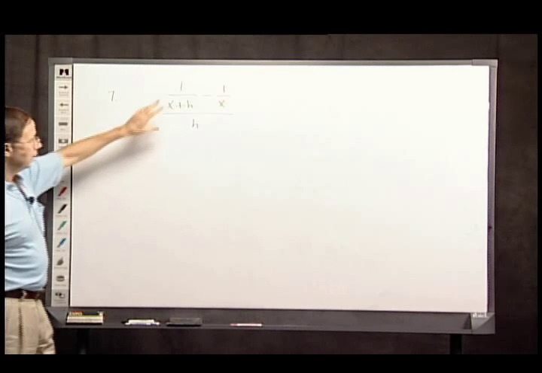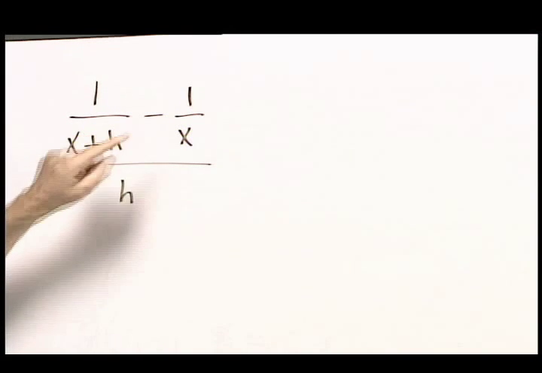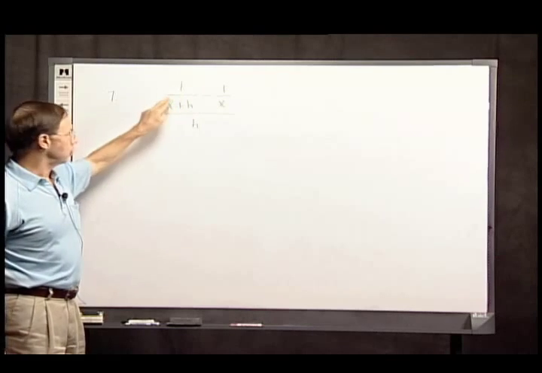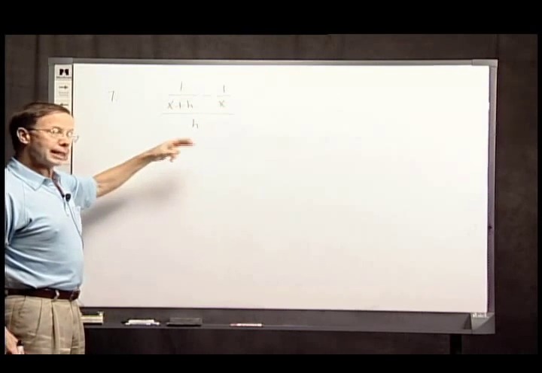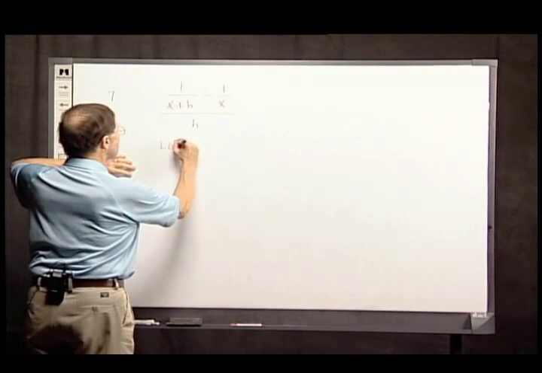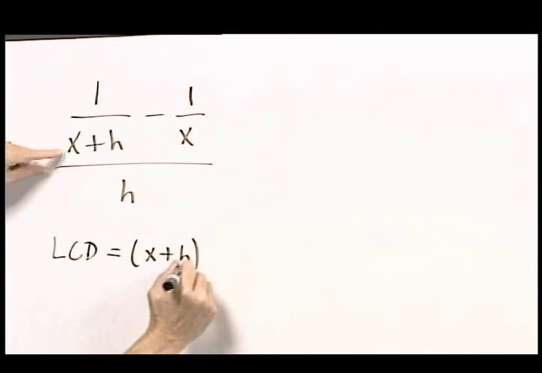What I'm going to do is first do the subtraction that's called for in the numerator. In order to do so, though, I have to come up with a least common denominator for those two fractions. And that least common denominator, of course, will be x plus h times x.